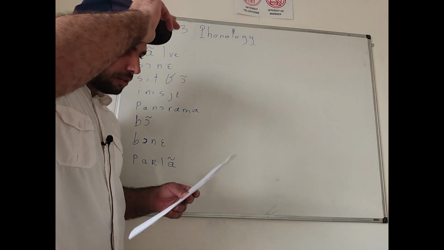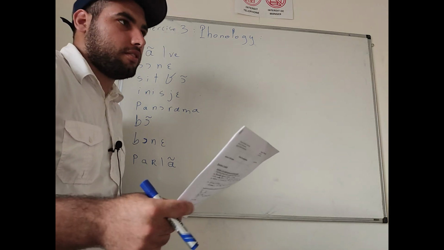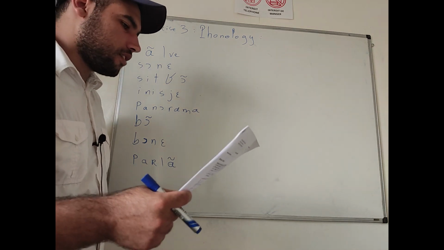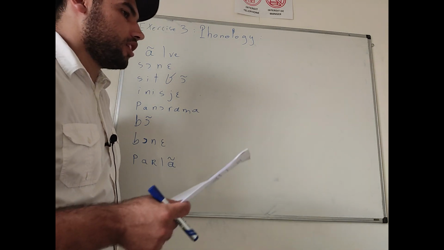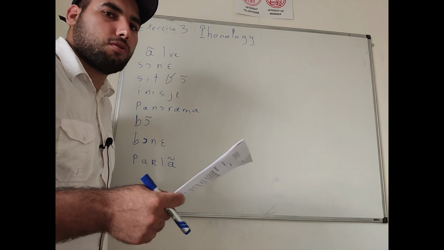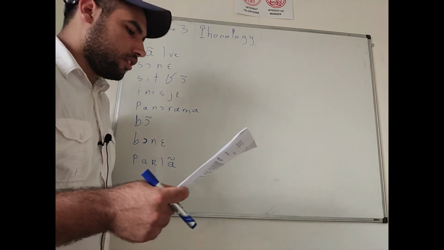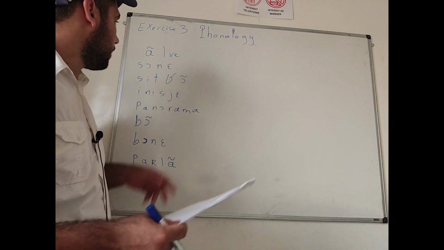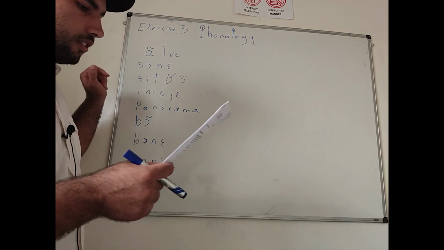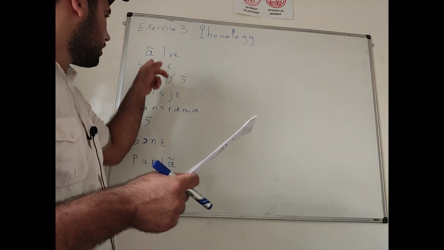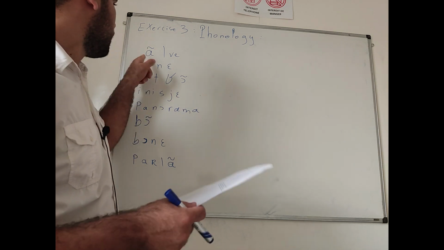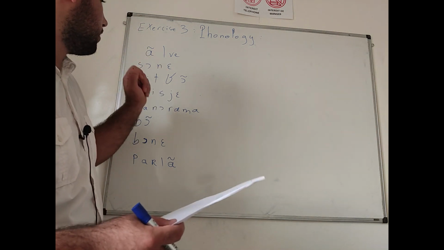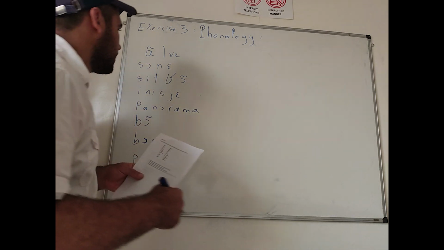Hello again. Here we have exercise number 3 in the field of phonology. In this exercise, we are given data from the French language and we are asked to answer 4 questions. The first question is to identify the environment in which the nasalized vowels take the feature of nasality.